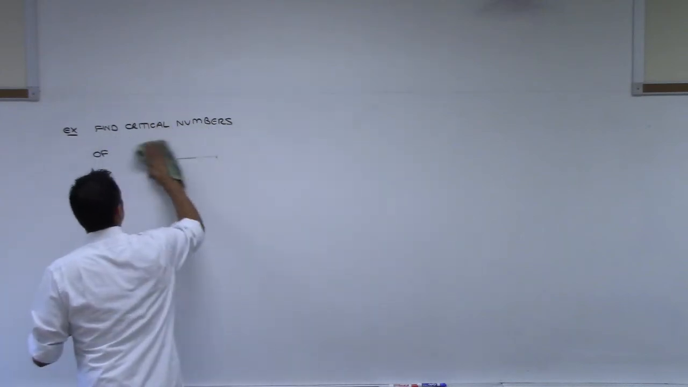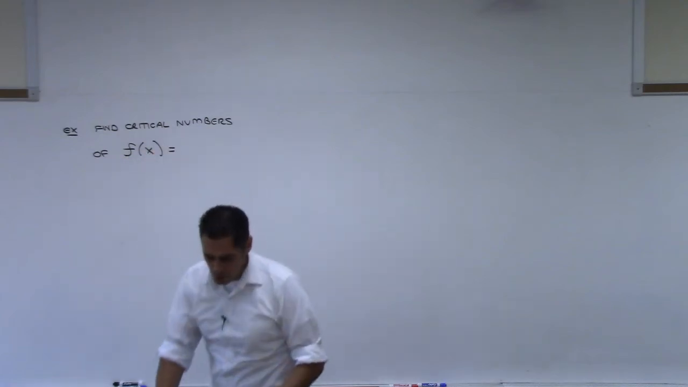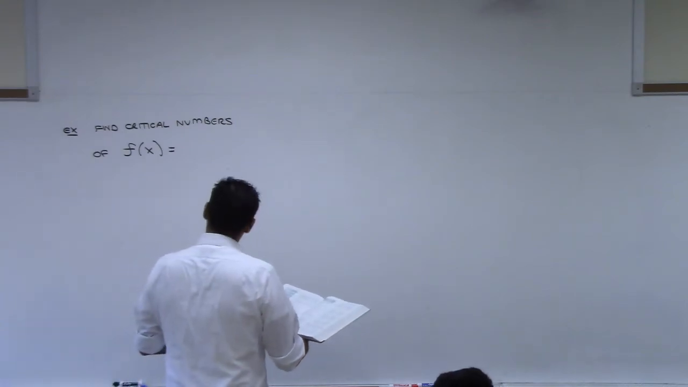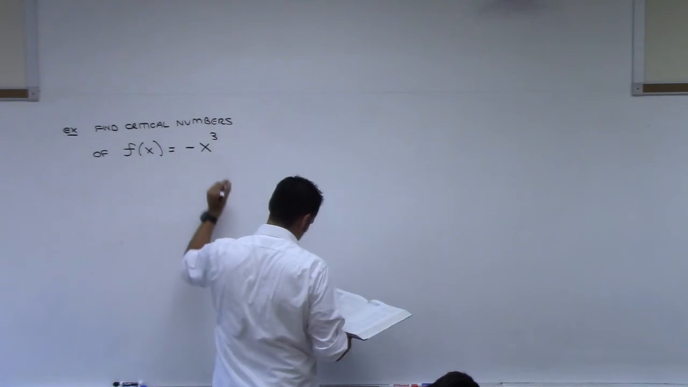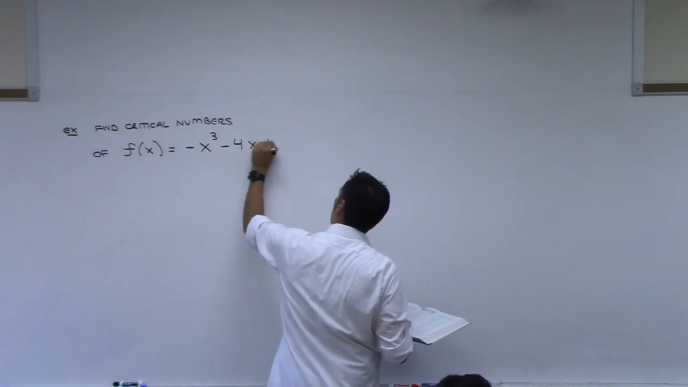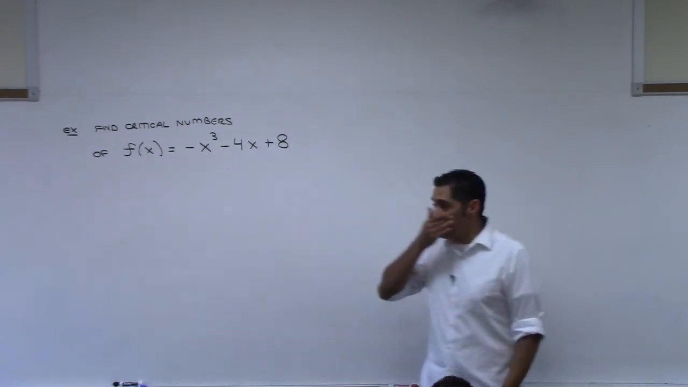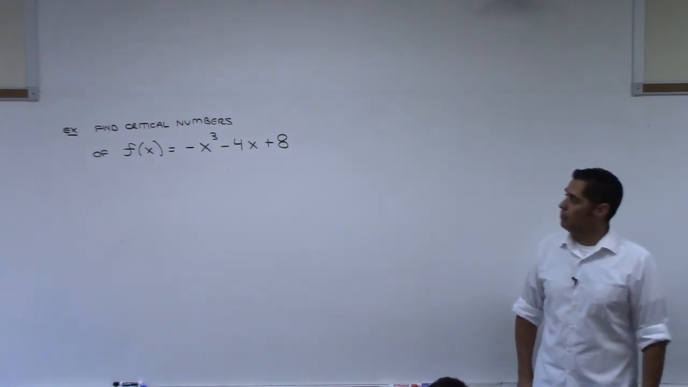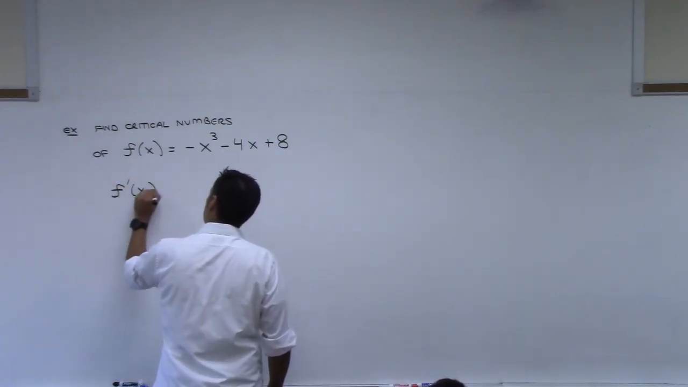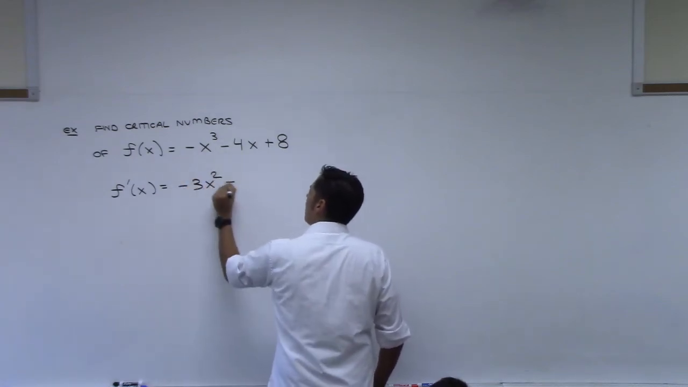Let's do one more. And I think I'll pull one from the book so that I keep it from getting too nasty. Negative x cubed minus 4x plus 8. All right, find the critical numbers of this. So what's our first step? Take the derivative, which is negative 3x squared minus 4.